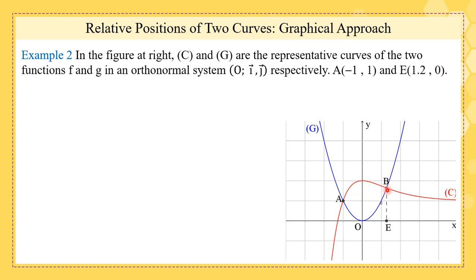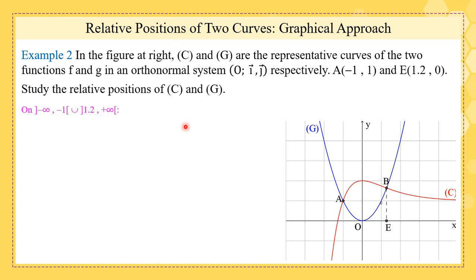The two curves intersect at A and B, and we know that E is the point whose abscissa is 1.2 and whose ordinate is 0. So we can say that the abscissa of B is 1.2. Let's see the question. The question is to study the relative positions of C and G. Now here it's easy because it's a graphical approach.